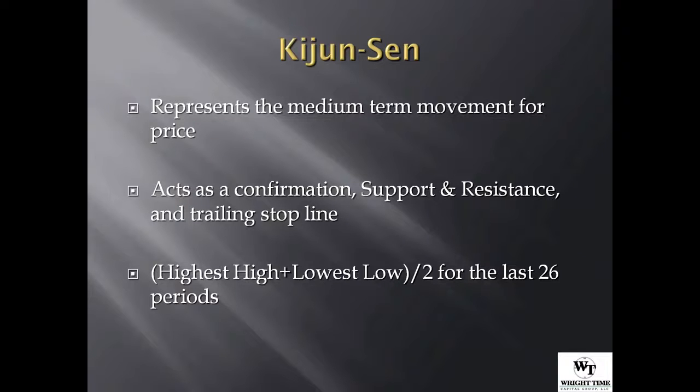The Kijun, however, is a longer moving average, and that represents the medium-term movement for price. This Kijun is really key for a lot of traders because it acts as a confirmation. It's a really key level when we talk about support and resistance. Once people get into a trade, it really helps as far as trailing stops, especially on certain time frames. To calculate it, it's the highest high with the lowest low divided by 2 for the last 26 periods.